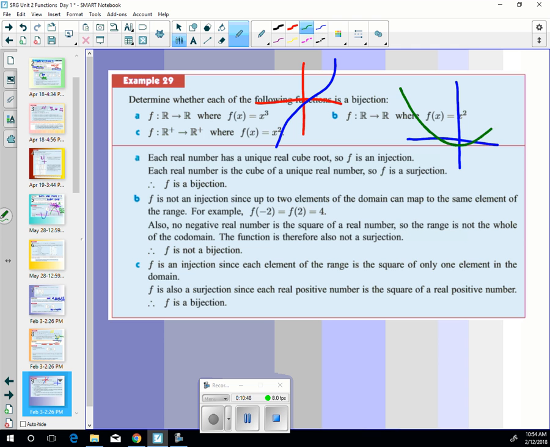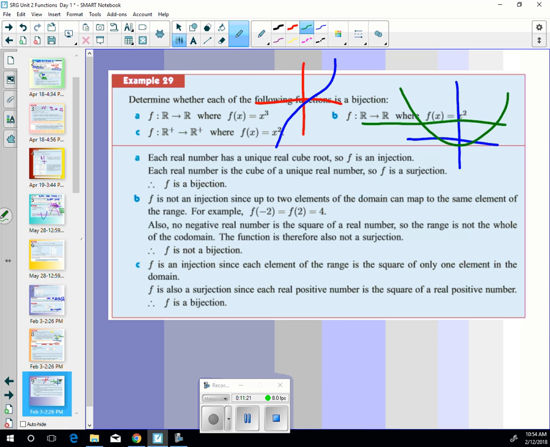Is that an injection? Nope, it fails the horizontal line test. f(-2) = f(2) = 4. And also, look at all the things that would be left out here for real numbers. All the negatives would be left out, so it wouldn't be a surjection either. It wouldn't be an injection, and it wouldn't be a surjection. It's like a double bijection failure. Sad. And then this last one, the positive reals mapping to the positive reals.